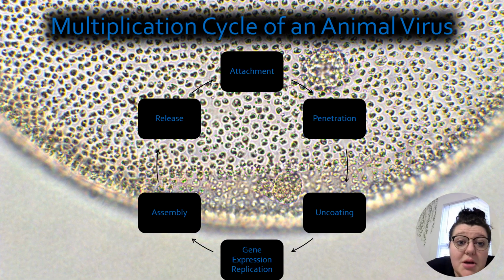Next, we will talk about the multiplication cycle of an animal virus, and there are 6 steps to this. So we have attachment, penetration, uncoding, gene expression or replication, assembly, and last, release. We'll go in depth on this in a couple of slides.